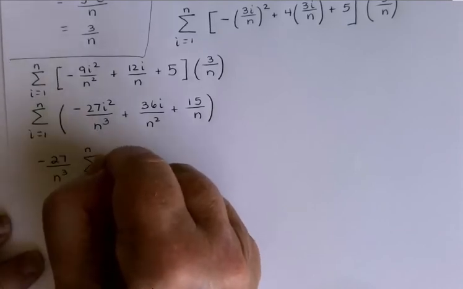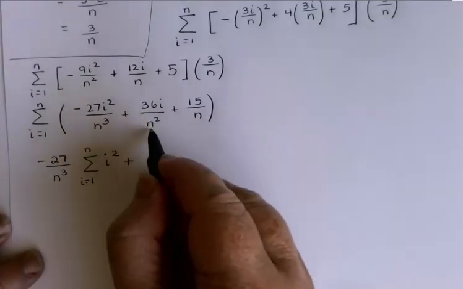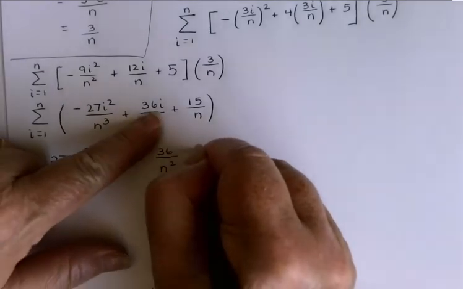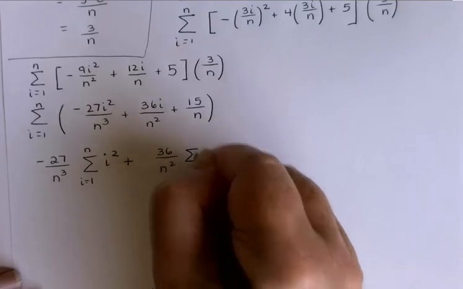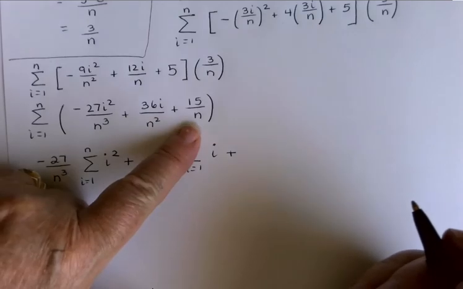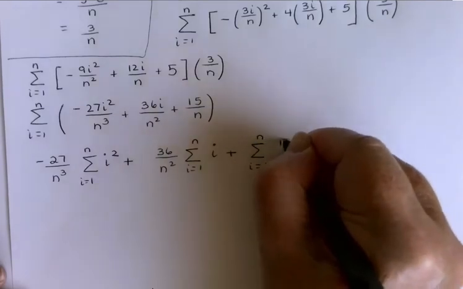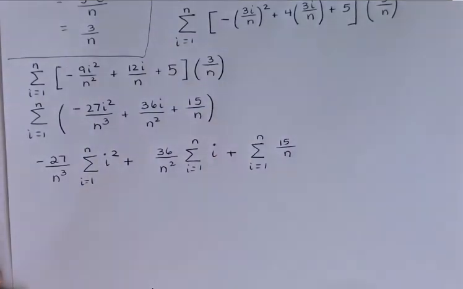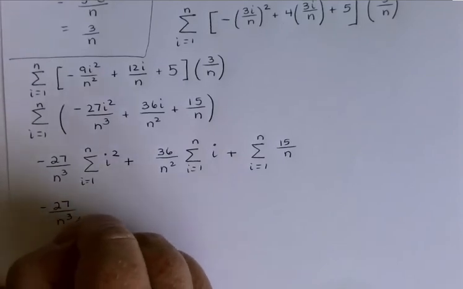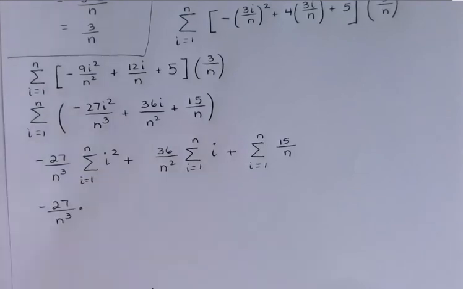Times the sum of i squared, plus the second term, I'll do 36 over n squared times the sum of i. Plus, that's just a constant, so for now I'm just going to leave it the way it is. All right, so we've got negative 27 over n cubed times the sum of i squared from 1 to n.